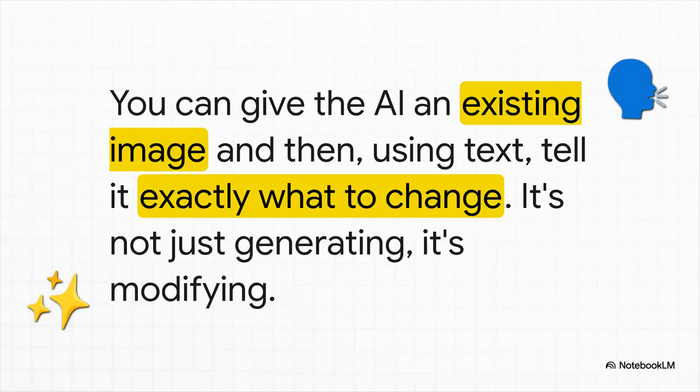So remember when I mentioned that multimodal thing earlier? Well, this is its superpower. This is the big payoff. It means you can give the AI an image you already have and just tell it what's changed in plain English. It's not just spitting out new stuff, it's understanding what's there and then modifying it. This is a total game changer.